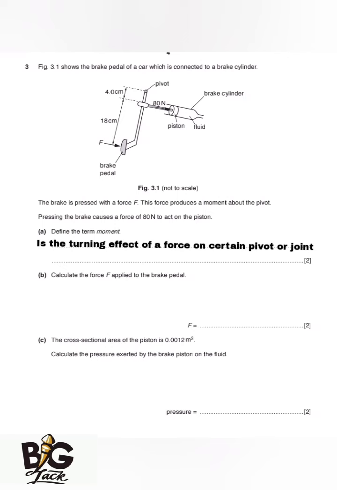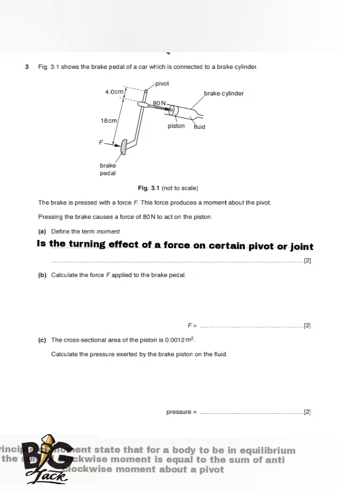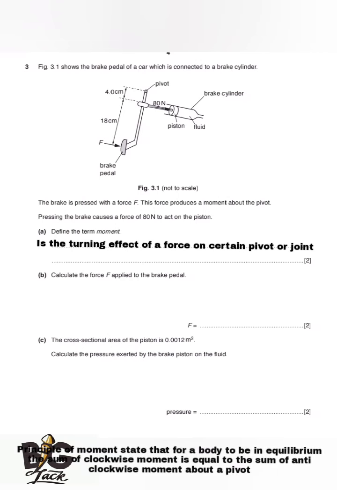Now, under moment, we also have the principle of moment. So the principle of moment says that for a body to be in equilibrium, which means the left side and the right side are balancing, or they are equal, the sum of clockwise moments should equal the sum of anti-clockwise moments about the pivot.